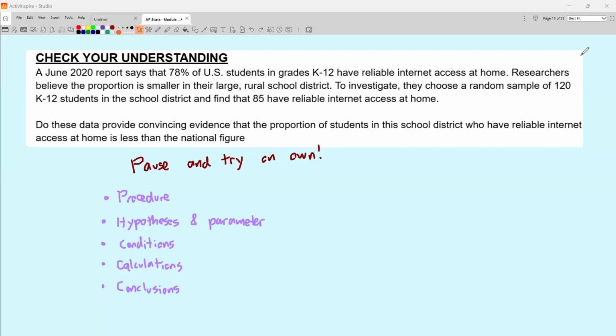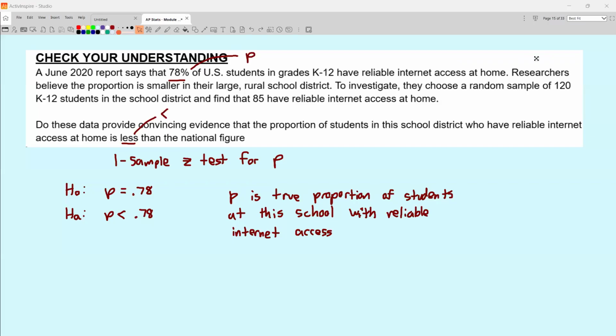Do these data provide convincing evidence that the proportion of students in the school district who have reliable internet access at home is less than the national figure? Less than the national figure. And since we're not given a significance level, we can just use 5% to compare.